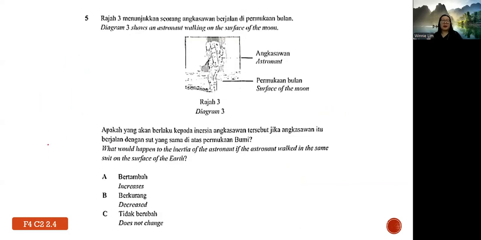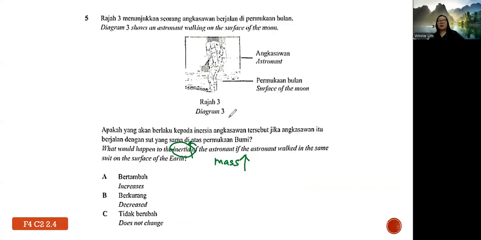Number 5, diagram 3 shows an astronaut walking on the surface of the moon. What will happen to the inertia of the astronaut if the astronaut walks in the same suit on the Earth? Okay, now this idea relates a bit to weight and also a bit to the inertia concept. Whenever we talk about inertia, we relate it with what? Mass. Okay, and then the higher the inertia, the higher the mass.